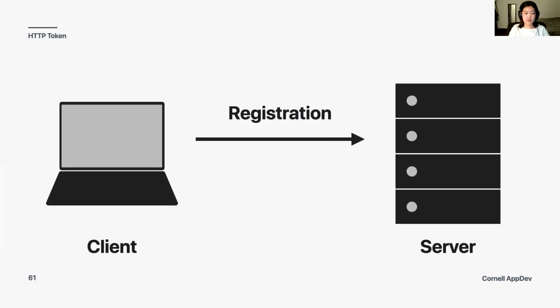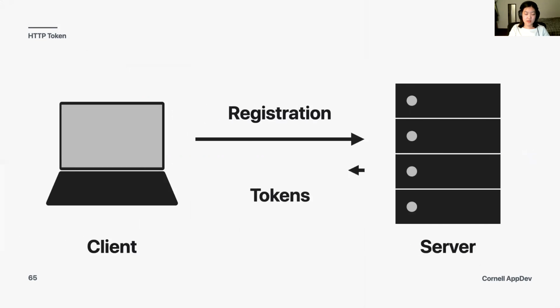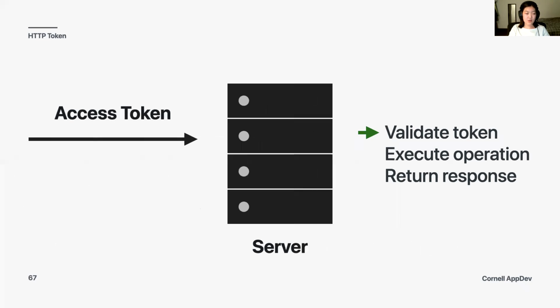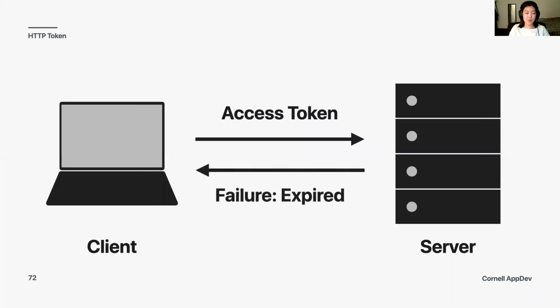So similar to before, we have our registration of a new user. We create a new user, and then we'll also create new tokens associated with that user. And then we're going to return the tokens. So the client will save the access token, and whenever they want to request from the server, they will pass along the access token in the authorization metadata. The server is going to validate the token. It's going to execute whatever it was supposed to do, and it will return the response. But what happens if the token is invalid? What if the current time is past the expires at time? It's going to return a response saying, hey, it's expired.